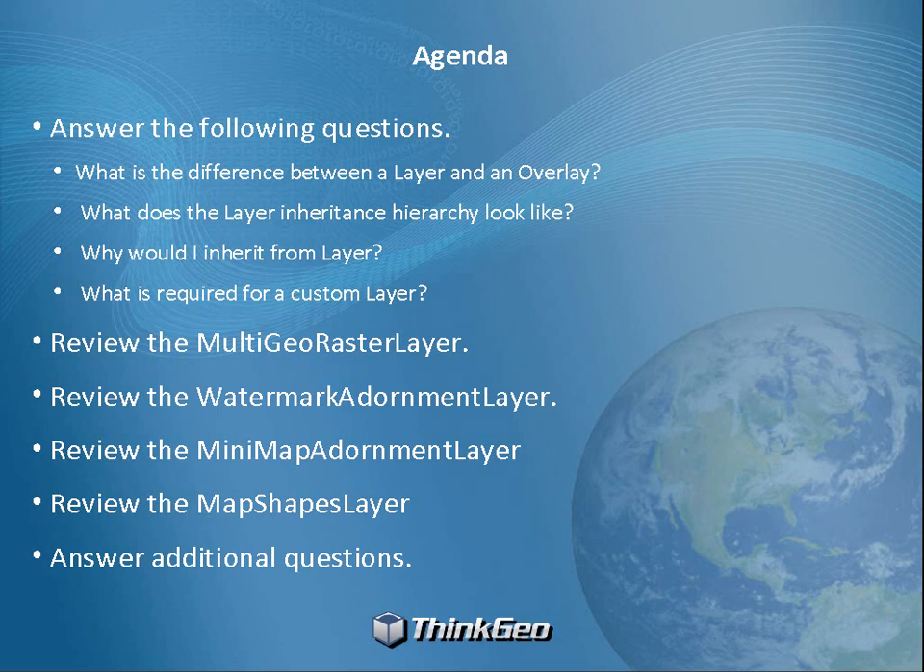We're then going to go and look at some code, and we're going to view a number of samples. The first one being a multi-geo raster layer. The second is a watermark adornment layer. The next one is a MiniMap adornment layer. And finally, we have the MapShapes layer. And I think you're going to find the MapShapes one particularly interesting.